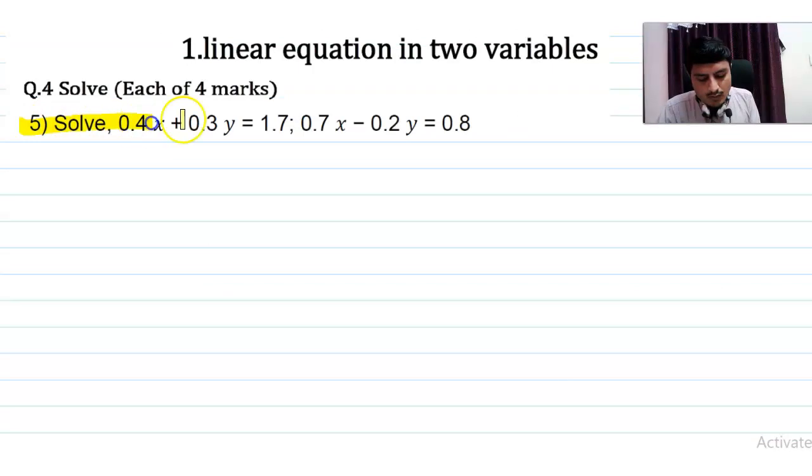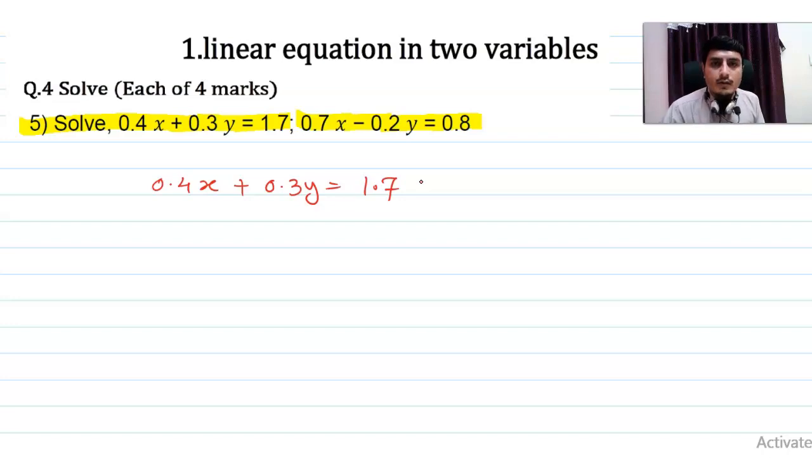Question number 5: solve 0.4x plus 0.3y equals 1.7, and 0.7x minus 0.2y equals 0.8. So let's take the first equation, 0.4x plus 0.3y equals 1.7.